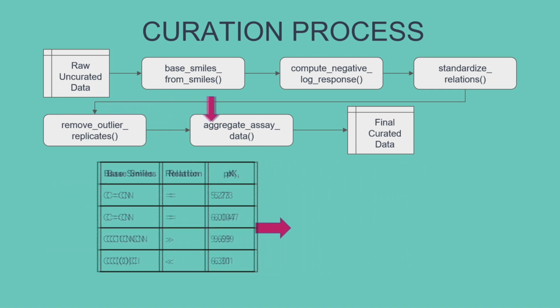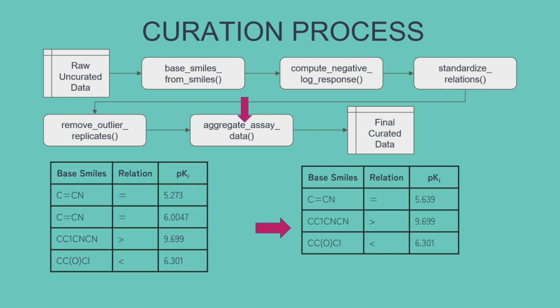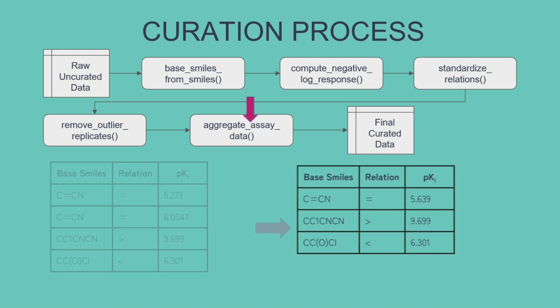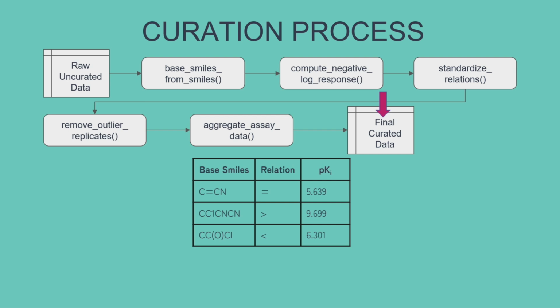Lastly, we're going to use aggregate_assay_data to combine those replicates that remained into one value using averages, or a maximum likelihood function for those with comparison operators. And finally, we are left with our final curated data that we can start working with our model on. Let's get a deeper look at each of these steps by going to visit the code.